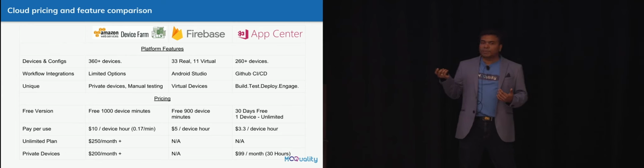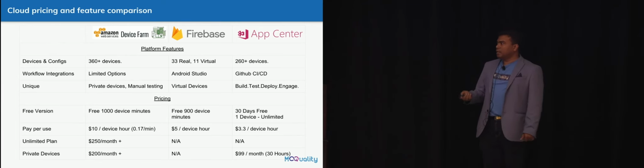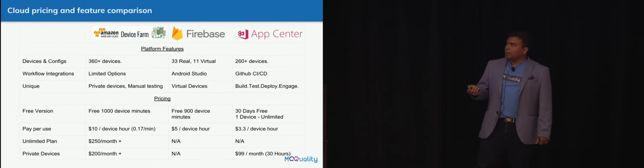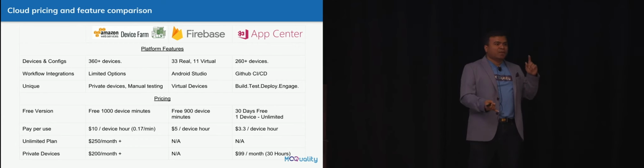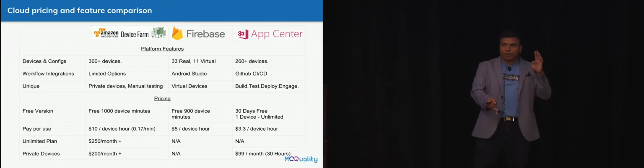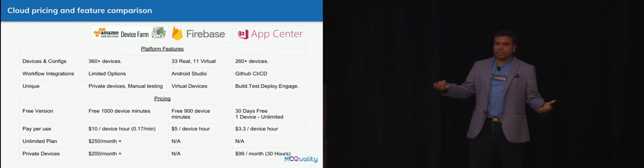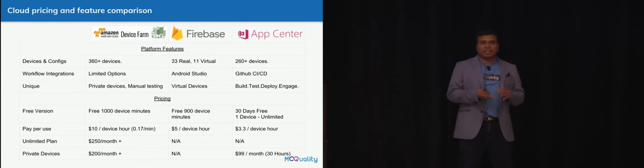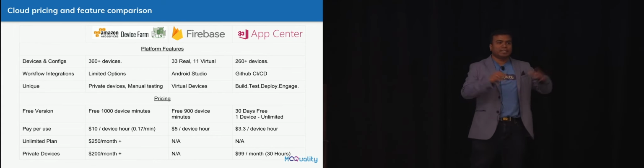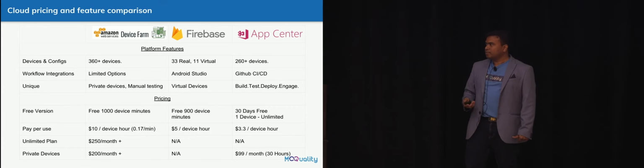App Center, since it's Microsoft and Microsoft now owns GitHub, has a very tight integration with GitHub and the GitHub CI/CD process. What's unique about each of these is that for Amazon Device Farm, you can have private devices just for you. You can have manual testing, which is the remote access session to manually inspect the devices. For Firebase, it's just the virtual devices that they have. For App Center, it's not just a testing solution, but more like a CI/CD process where you do build, test, deploy, and they have analytics as well.